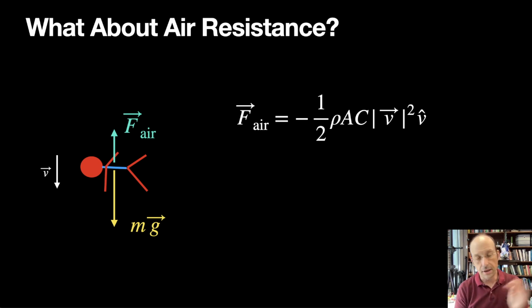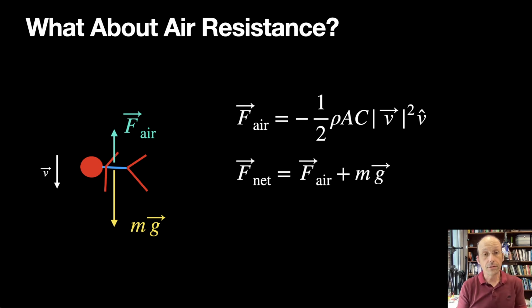This is a vector equation. I didn't have to put that. But in this equation, rho, the one that looks like a P, that's the density of air. A is the cross-sectional area of the person. C is a drag coefficient. And then v is the velocity. So it depends on the velocity squared. As you go faster, you have a greater air resistance force.